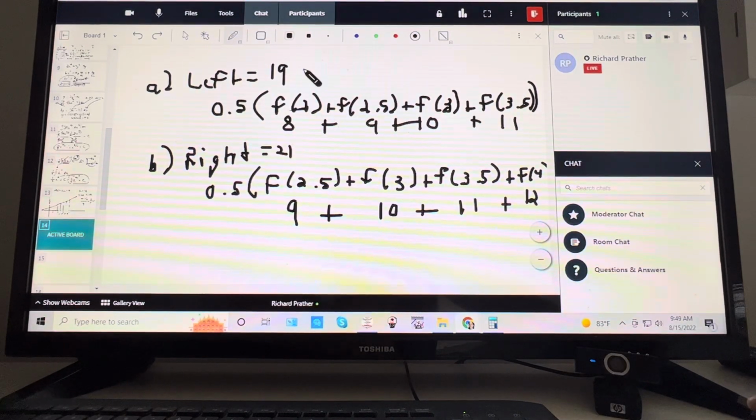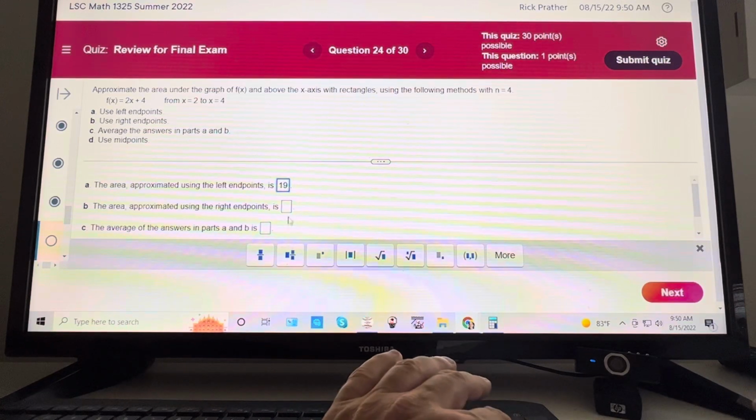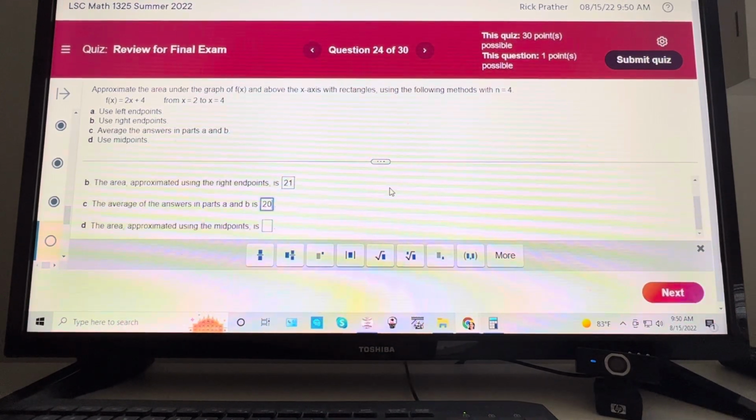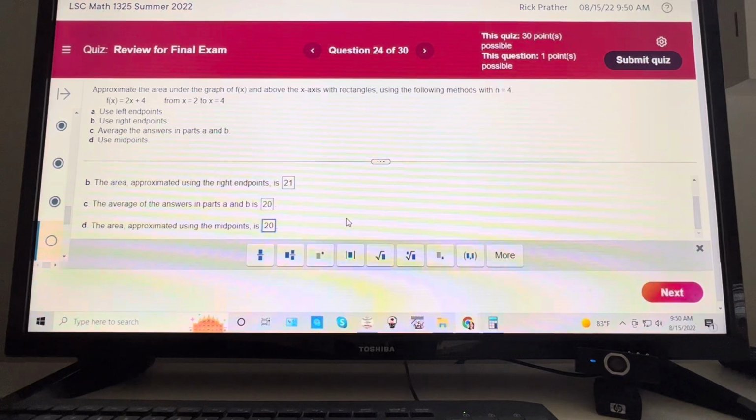The average of these two, halfway between 19 and 21, is 20. But if it wasn't that easy, then you would add them up and divide by 2. And then for linear ones, it turns out the midpoint is the same as the average of those two, but that's not always the case if you don't have linear.